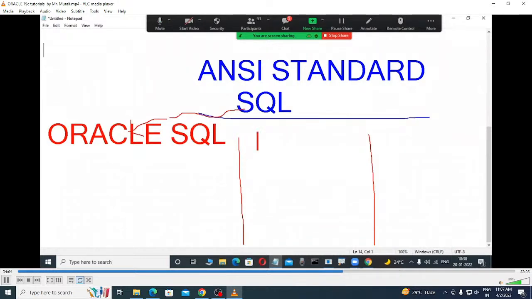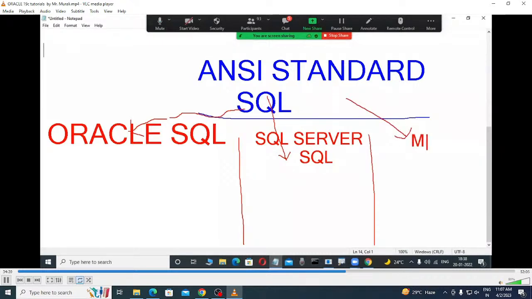Again, observe: SQL Server, a Microsoft product, created their own SQL from this ANSI standard SQL, which is called SQL Server SQL. Again, MySQL created their own SQL language from this ANSI standard, which is called MySQL SQL. That's why in our class we are learning Oracle SQL.